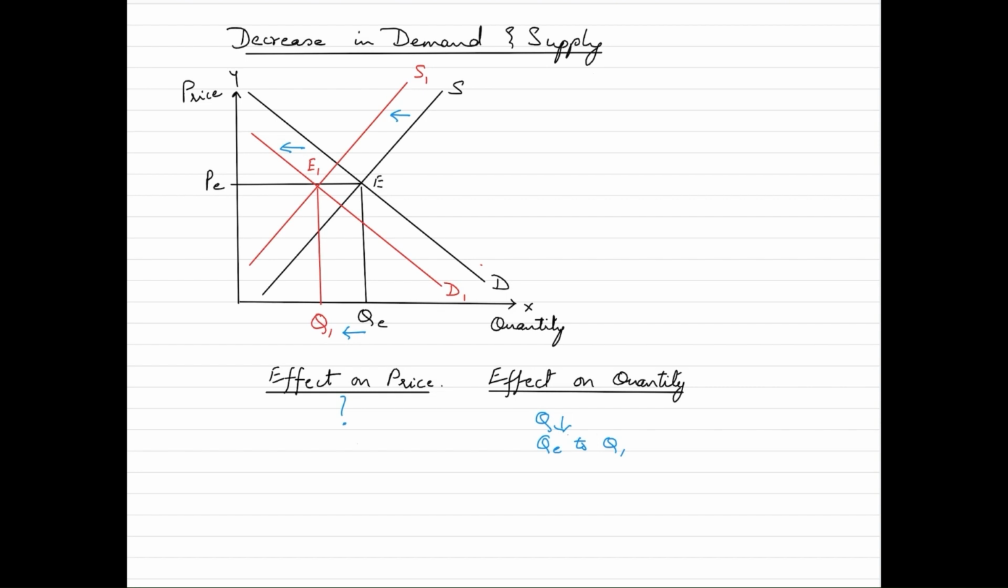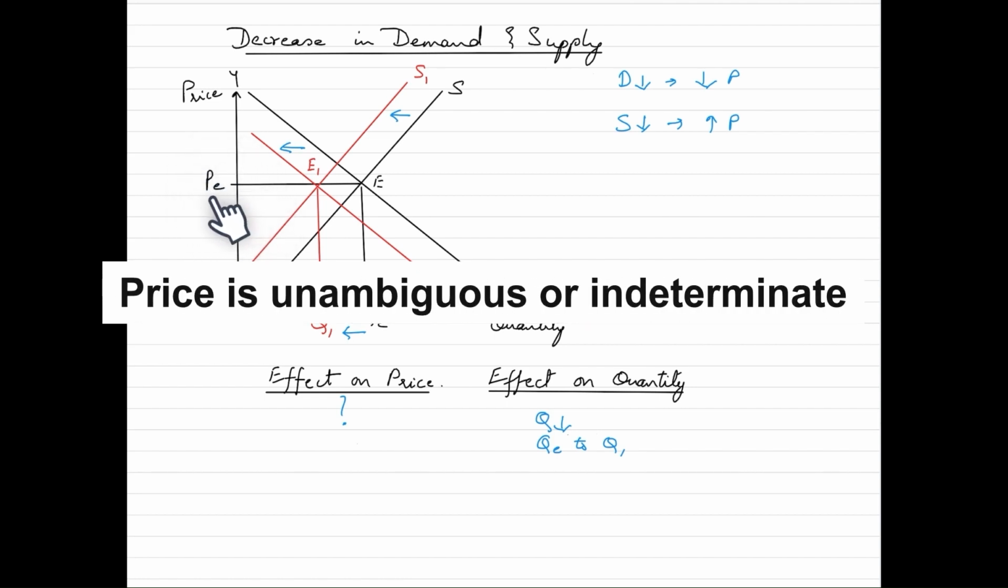For those who have seen my previous videos with regards to a decrease in demand and supply, we know that a decrease in demand would put a downward pressure on price and a decrease in supply would put an upward pressure on price. When both demand and supply decrease, since both of these movements get recorded, we would see that there is no change in the price happening here whatsoever. We can also say that the price is unambiguous or indeterminate.